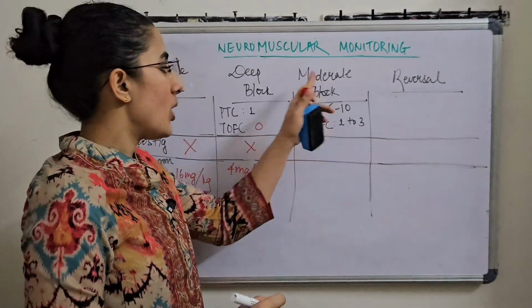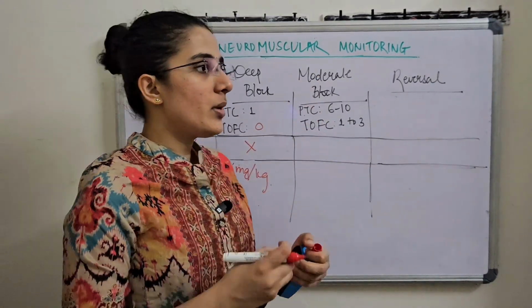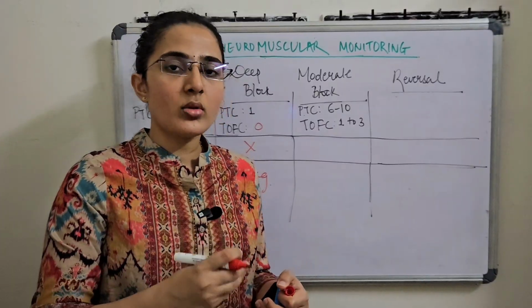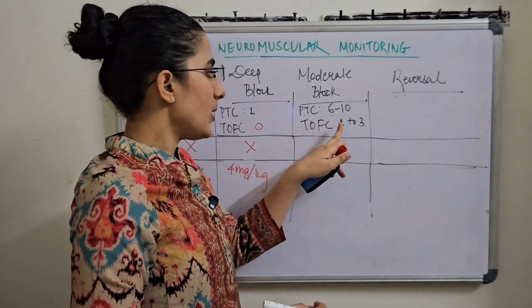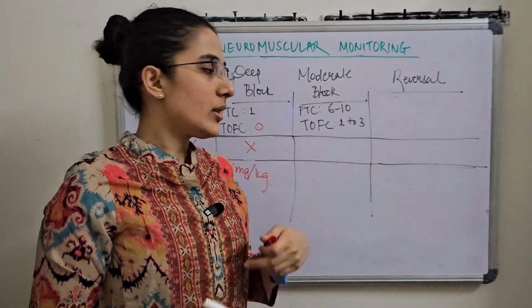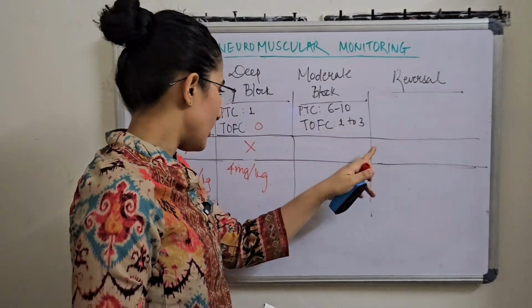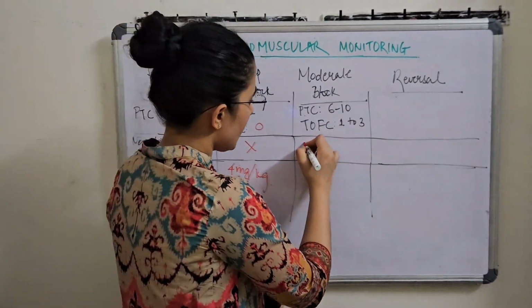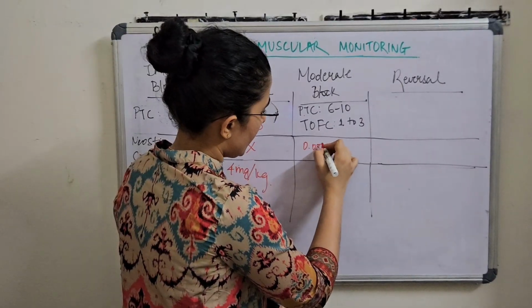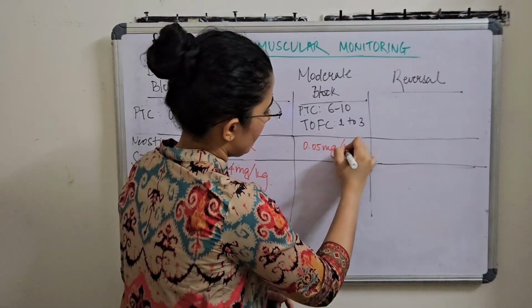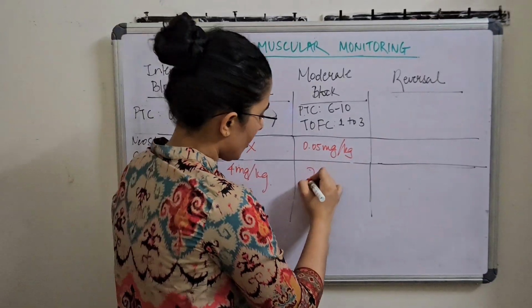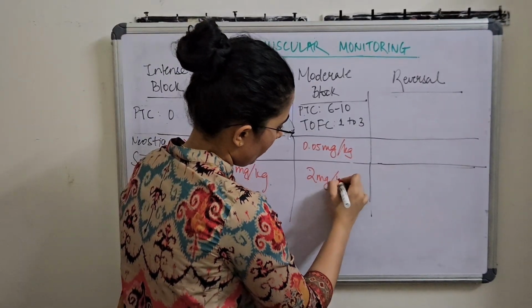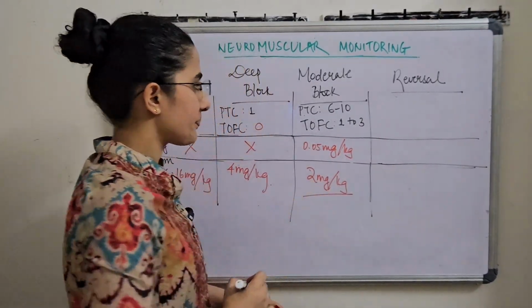Next we come to moderate block. Moderate block is when a post-tetanic count of 6 to 10 appears, and the TOF count may range from 1 to 3. So the TOF counts have started appearing. In this situation, neostigmine, which is an acetylcholinesterase inhibitor, can be used at a dosage of 0.05 milligram per kg, or Sugammadex at a dose of 2 milligram per kg.